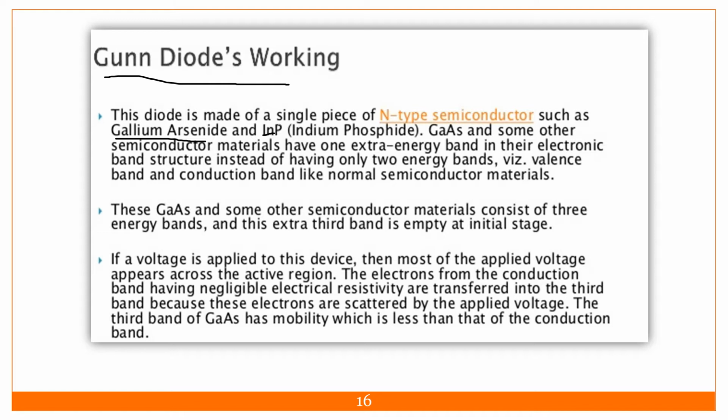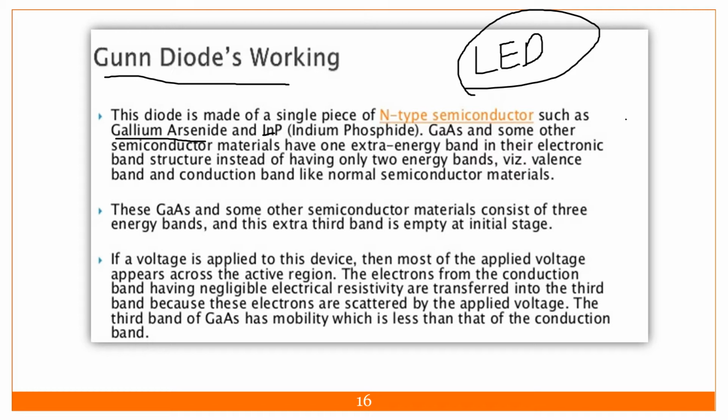Normally indium phosphide is used in LEDs, such as street light LEDs of 1 watt, 2 watt, 3 watt. It is very commonly used. So we are using indium phosphide over here. Why are we using the N-type semiconductor and why are we using gallium arsenide?